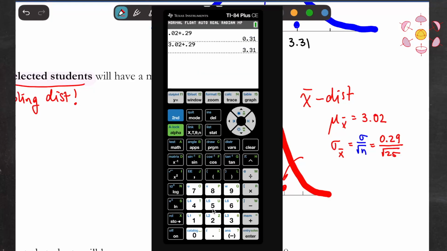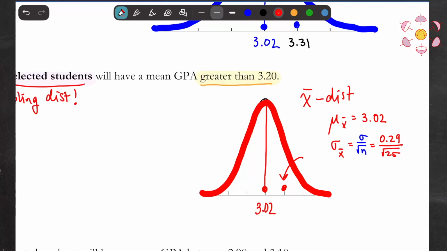So let's do it. Let's start off with my favorite button, alpha y equals. 0.29 is my population standard deviation, and then I'm going to divide by the square root of 25. Okay, and I get this number, so it's really tiny. 0.29 was already small, but 0.058 is even smaller. So this is our standard deviation.